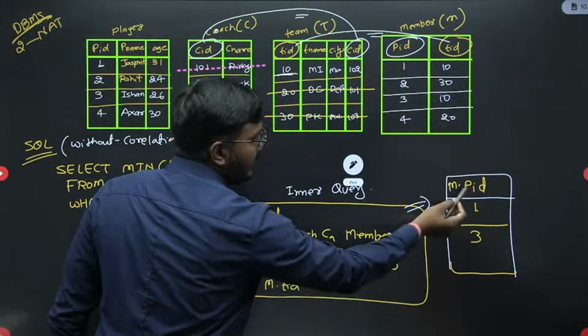See, the first record has player ID 1. Now check, is this a member of this result? Yes, means select the first record. Similarly, the second PID is 2. Is it a member of this set? No. Then reject the second record.